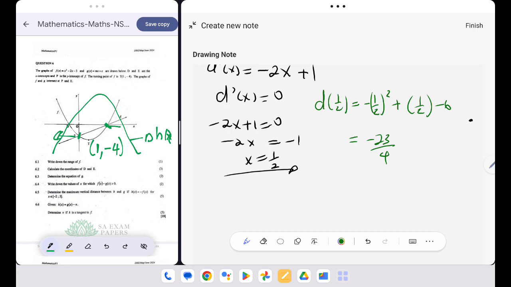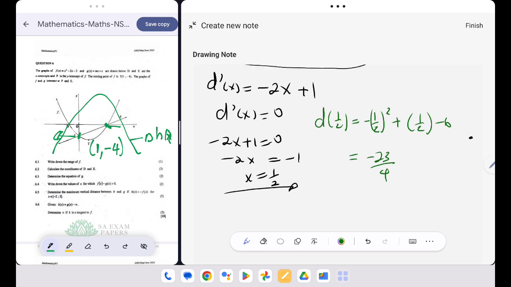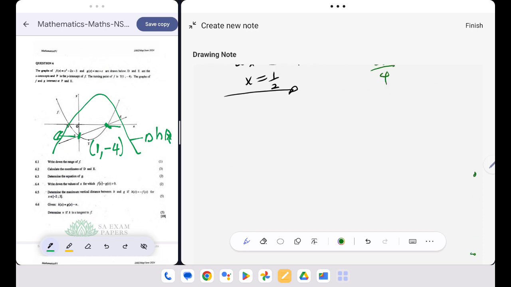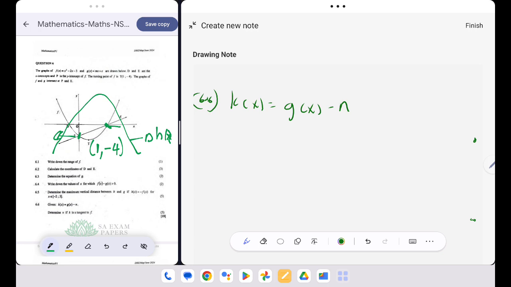Okay, and then for the last one, 6.6, I'm asked to calculate what? Given that k of x is that, determine the values of n if k is a tangent. K of x is equal to g of x minus n. Okay, I know the equation of g of x. I just found it before. So this simply means that k of x is equal to this.